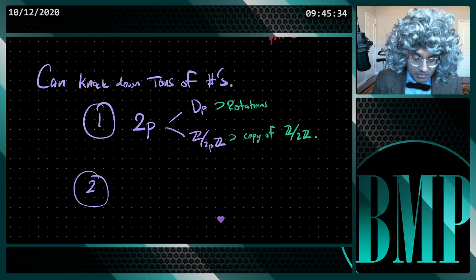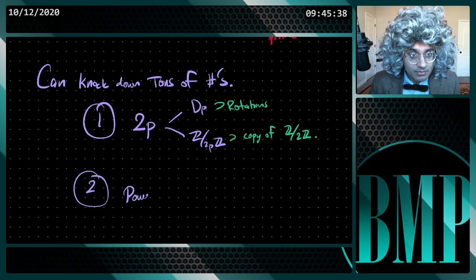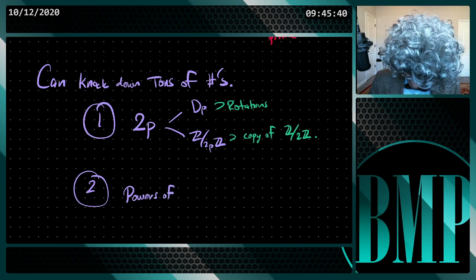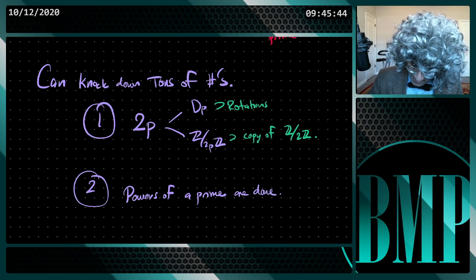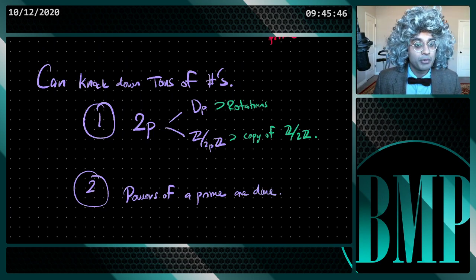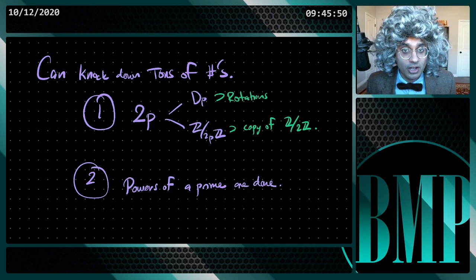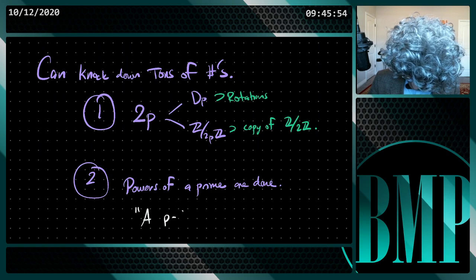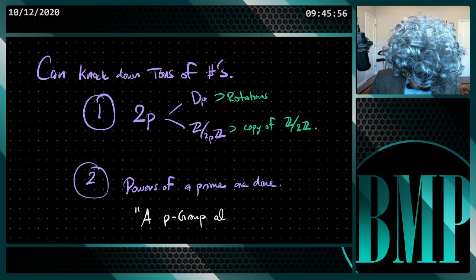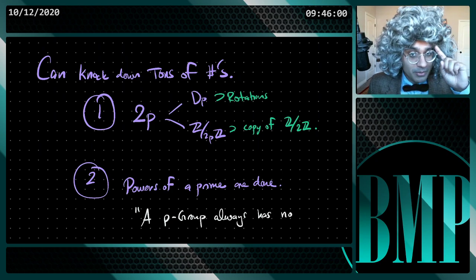Numbers of the form p squared. Powers of p, actually. Powers of a prime are done. Because we proved that a p group always has a non-trivial center. And this comes from the class equation.